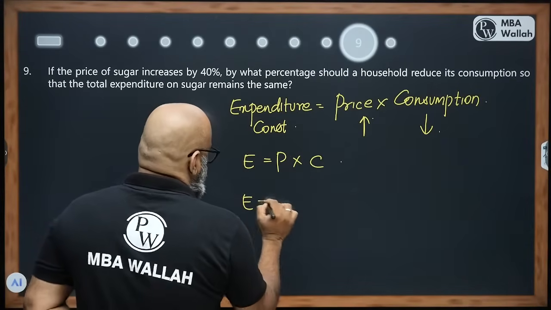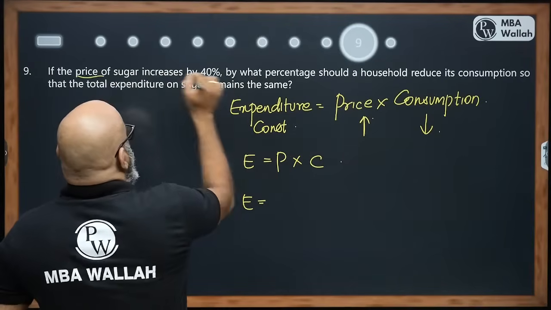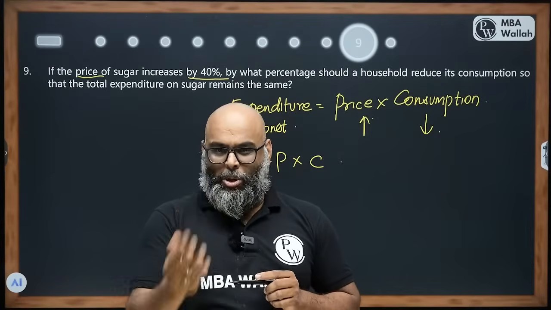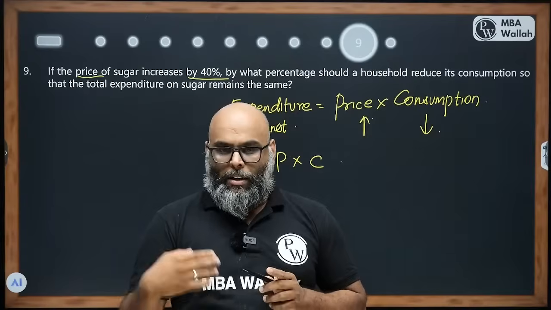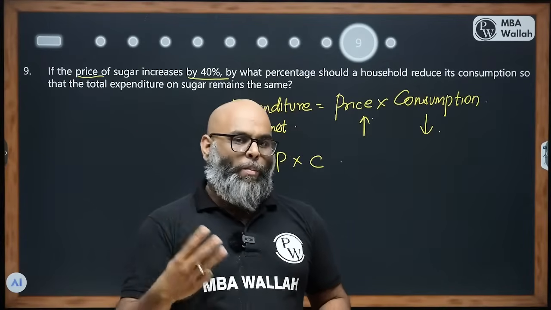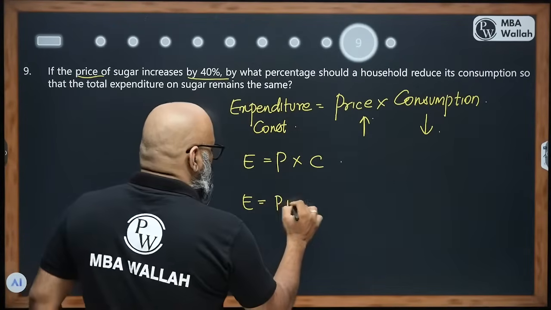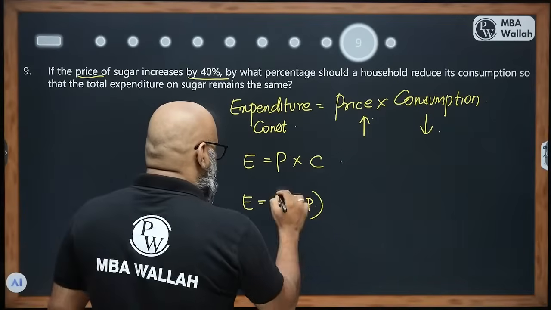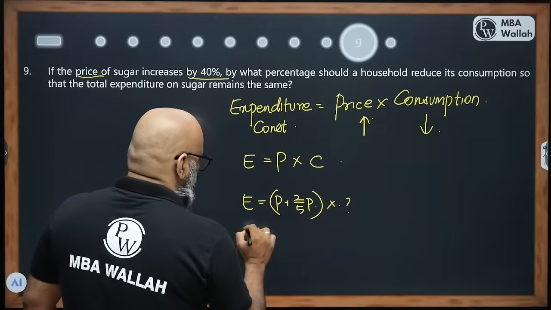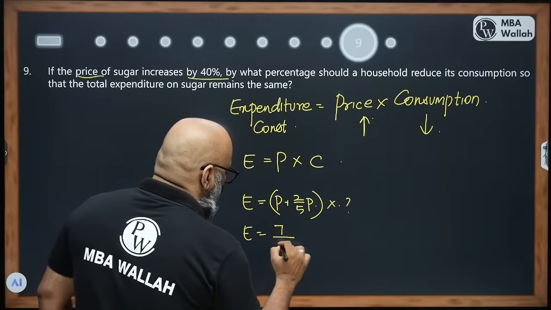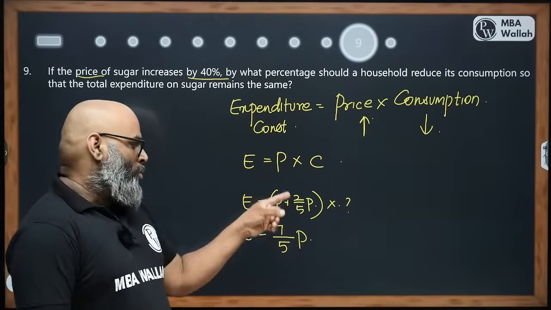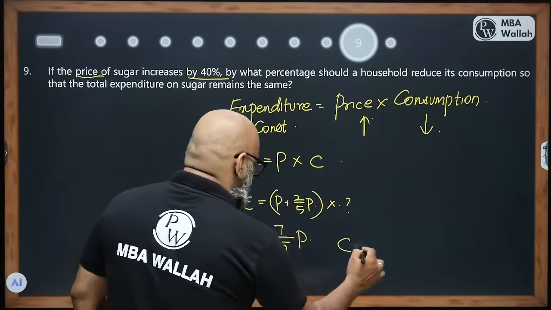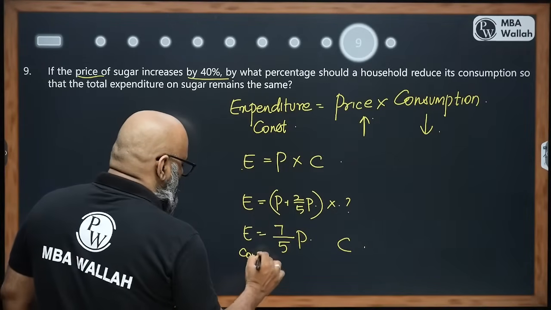But today, this month, the price has gone up by 40%. What do you mean by a 40% increase? It's a 2/5 increase, right? 20% is 1/5, 40% is 2/5. Your price has increased by 2/5 of its value. So what happens to my consumption here? Expenditure is equal to 7/5 P into C. 1 plus 2/5 is 7/5. 7/5 of the price. Now remember, your E needs to remain constant.